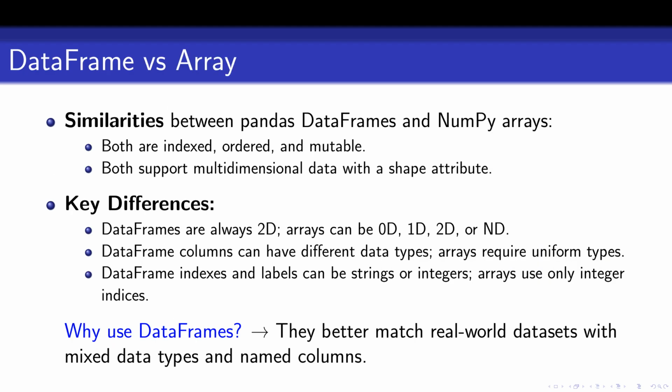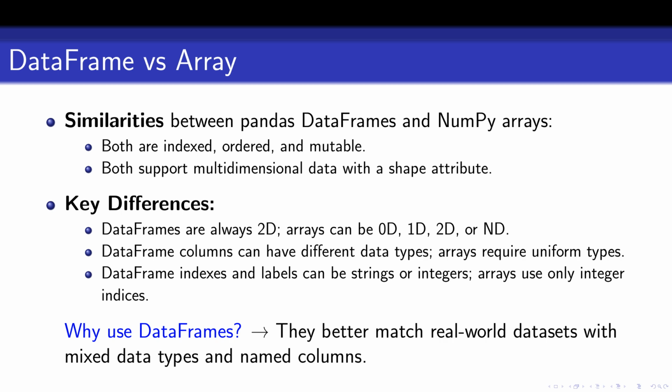Although NumPy arrays and pandas data frames share some similarities, they serve different purposes and offer different strengths. Both are indexed, ordered, and mutable, and both support multidimensional data with a .shape attribute. However, there are key differences. Arrays can have any number of dimensions, from scalars to high-dimensional tensors, while data frames are always two-dimensional.